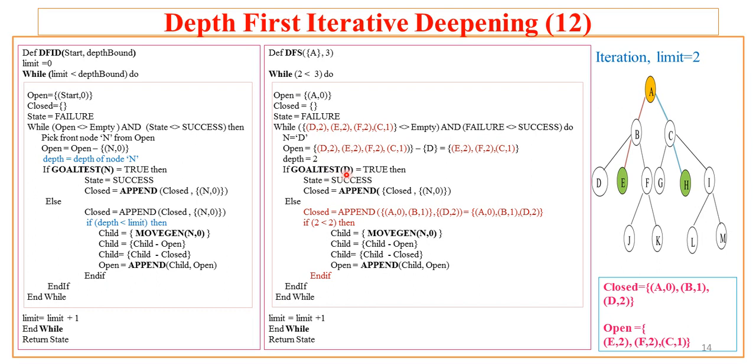So it checks whether D is the goal node. As D is not the goal node, it gets into the else part. It will append the current node D with its depth value to the close. So close has A, B and D.